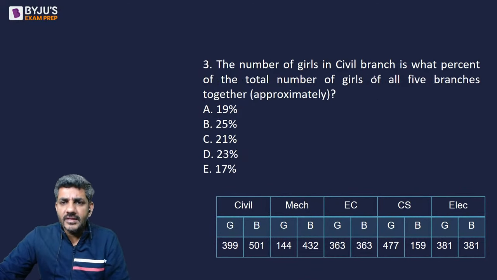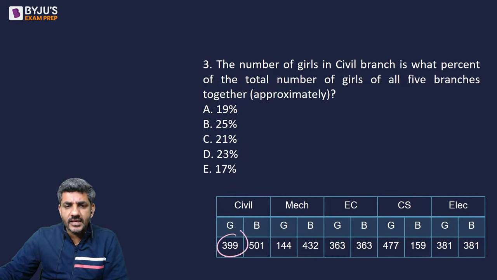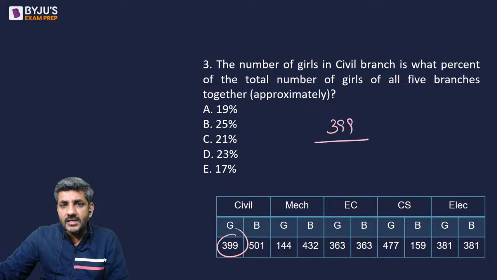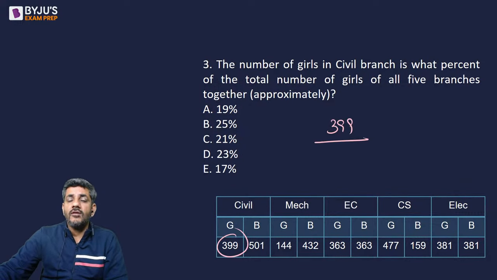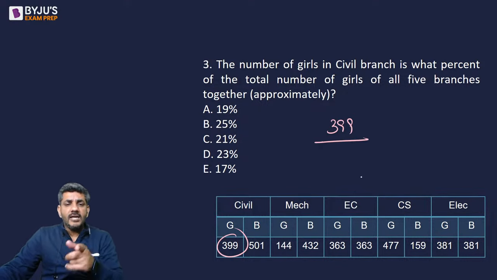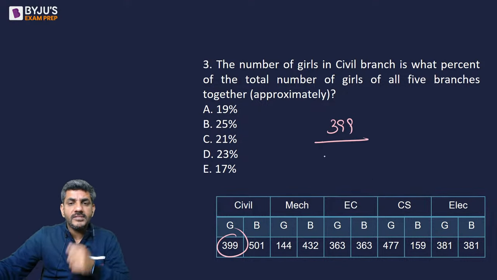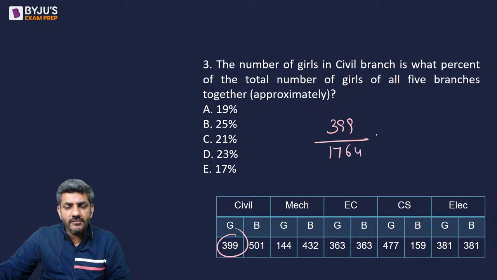Third question: the number of girls in Civil branch, which is 399, is what percentage of the total number of girls of all 5 branches together. सभी की टोटल गर्ल्स ऐड कर देनी है. I think the total number of girls came out to be 1764, if I am not wrong.